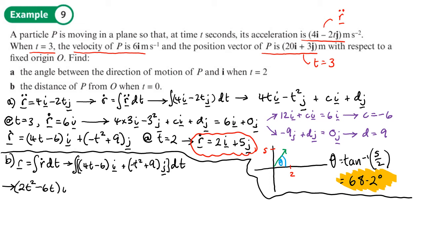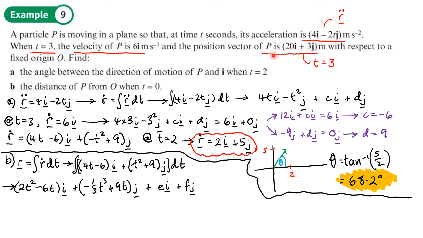Okay, so that's the i part. And the negative t squared will become negative a third t cubed, sorry, not a half. So plus negative a third t cubed, and then the 9 will become 9t j. Then we have a constant of integration, so we've already used c and d, so let's use e and f. I could have used a and b, it doesn't really matter.